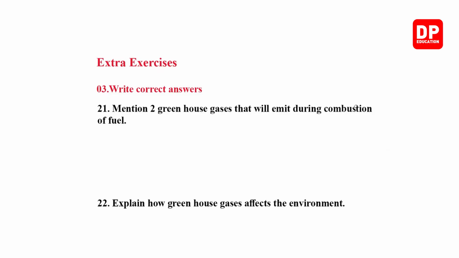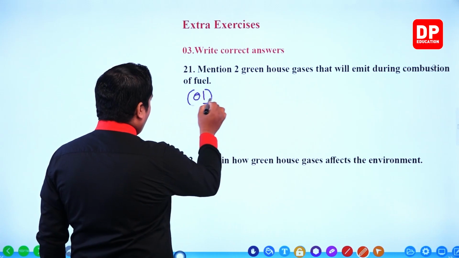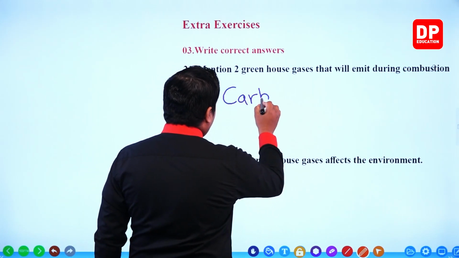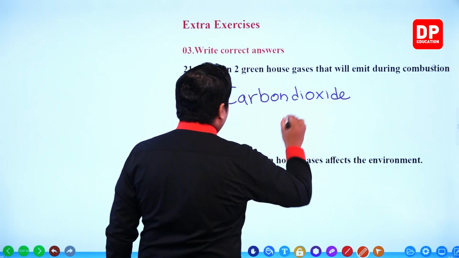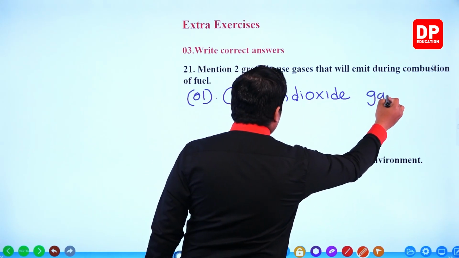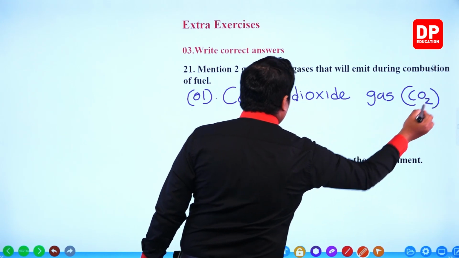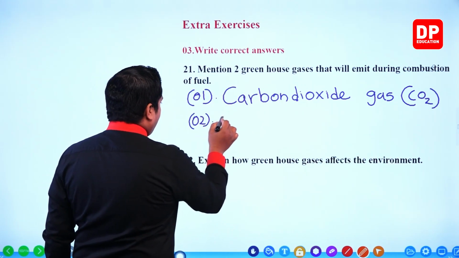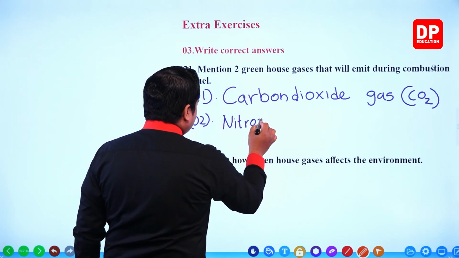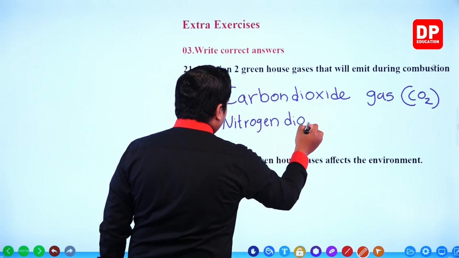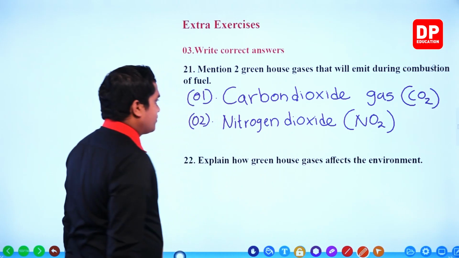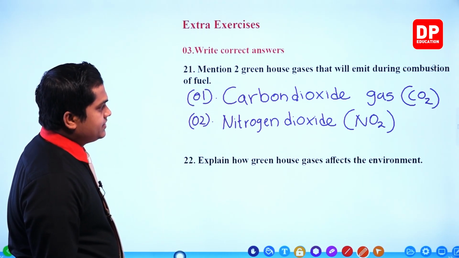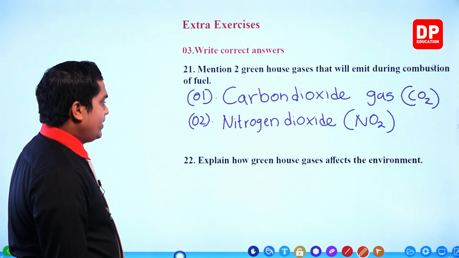Then the next question. Mention two greenhouse gases that will be emitted during combustion of fuel. Very simple, my dear children. Number one, carbon dioxide, CO2. Then nitrogen dioxide, NO2. So carbon dioxide gas and nitrogen dioxide gas, CO2 and NO2.